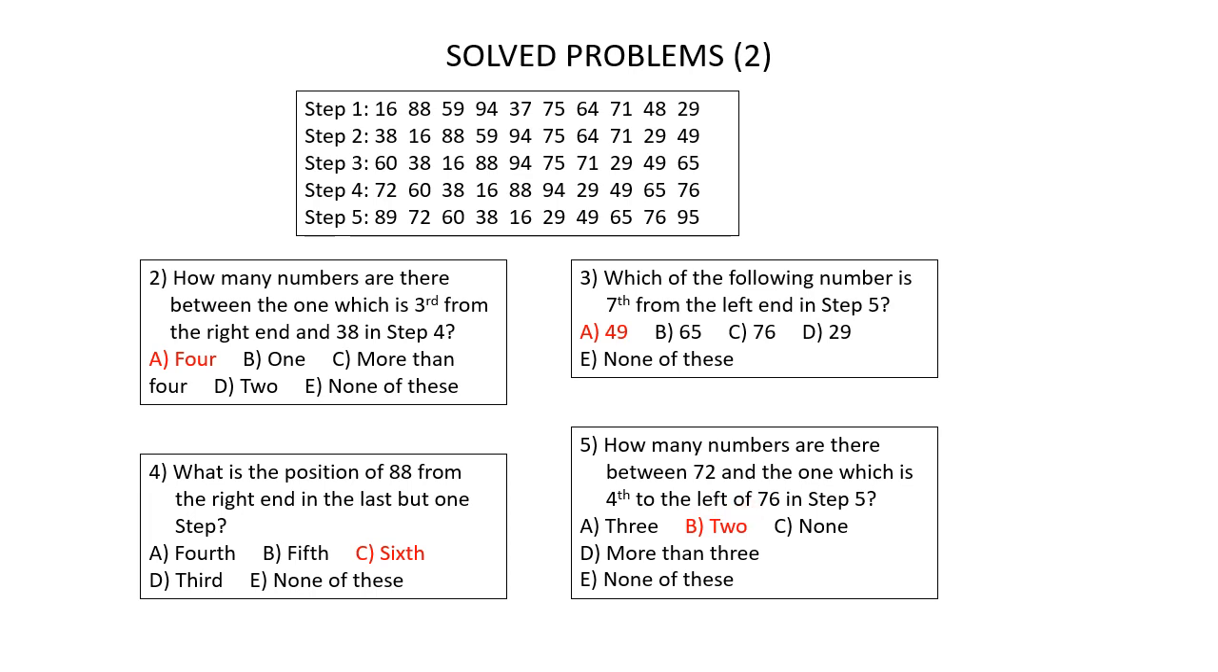So you have step 5 here and you have 72 at this position, and the number which is fourth to the left of 76. So you have 76 here. Fourth to the left of 76 will be 1, 2, 3, 4. That is 16. So we have to find how many numbers are there between 72 and 16. Clearly you can see that there are two numbers between 72 and 16 in step 5. So the correct answer is option B, 2.